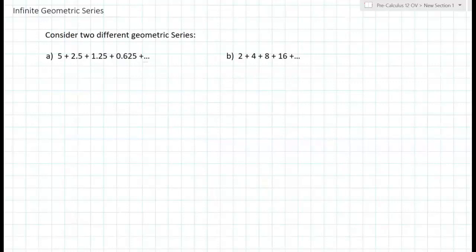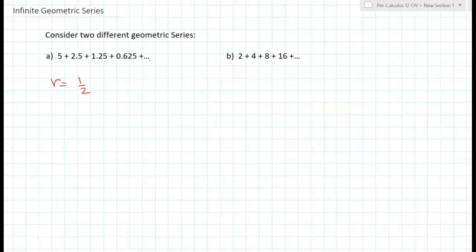So in this section, we're going to look at infinite geometric series. Let's consider these two different geometric series, okay? Example A, notice that the value of R, the common ratio in here, is a half. And as you go through the series and you add the next term and the next term, you notice that it gets smaller and smaller and smaller.